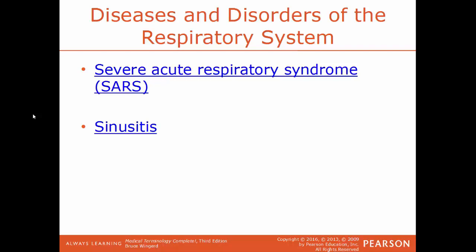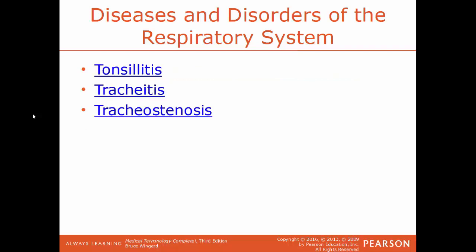And our next term here, sinusitis. This would be an inflammation of a nasal sinus, so the cavities within the skull. Tonsillitis, the inflammation of the tonsils. If this becomes chronic, tonsils may be removed to prevent further infection. Tracheitis, inflammation of the trachea, the windpipe. Tracheostenosis is a narrowing of the trachea.